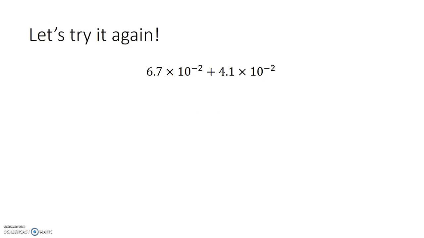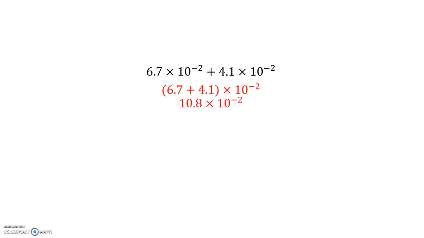If you were to try it with a different problem, the first thing you want to check for is, are the exponents the same? Are the powers of 10 the same? Yes, they are. In this particular case, both of them are 10 to the negative second. So we're good, we can add together the first factors. We get 6.7 plus 4.1. When you add them together, you get 10.8 times 10 to the negative second.